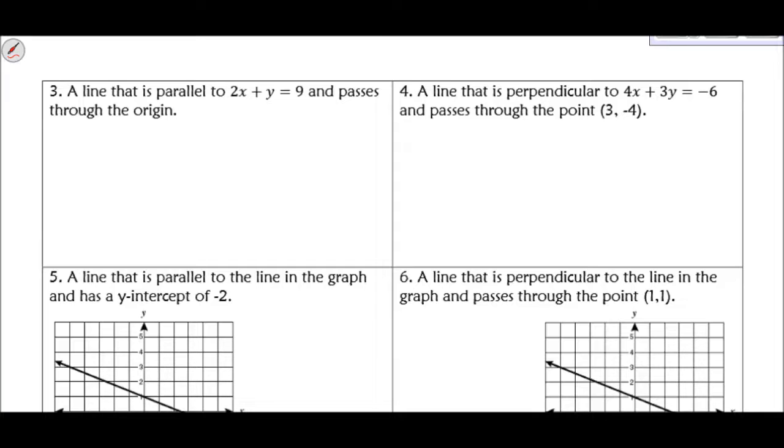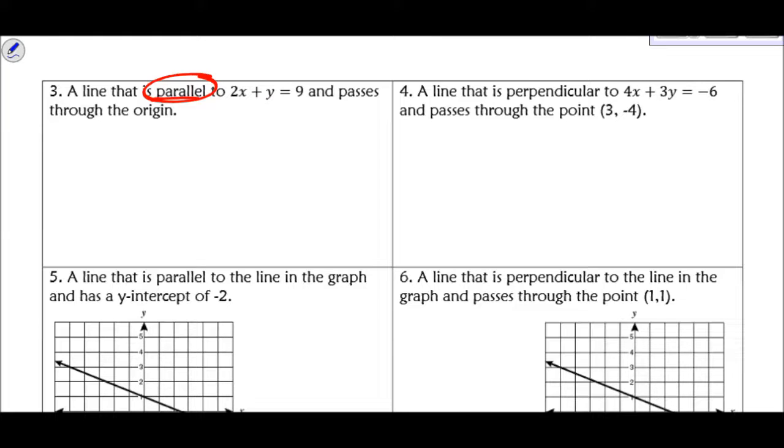The next one says a line that is parallel to 2x plus y equals 9. It's that equation, and it's parallel to that. So we have a problem there. We don't see the slope right away from that. We have to find the slope from that. We know that it's parallel to that, so once we find the slope of this new line, but we don't have that yet. We also know that it passes through the origin. Actually, we're going to deal with that in a second. Let's just deal with finding the slope first.